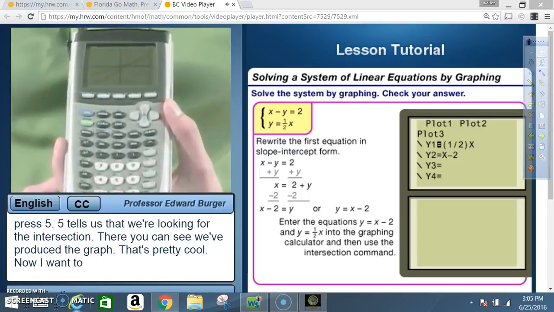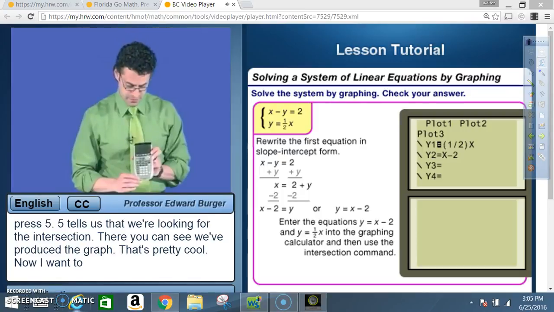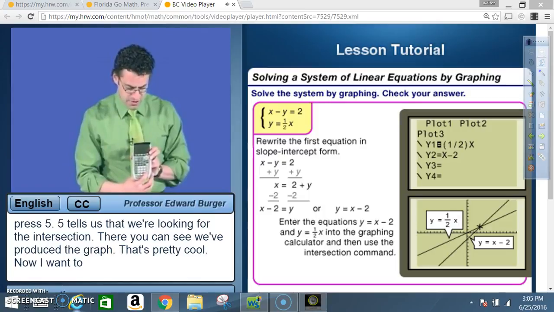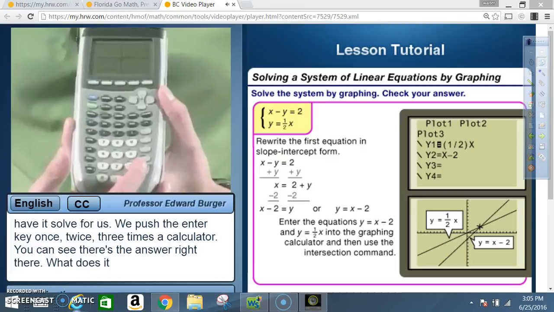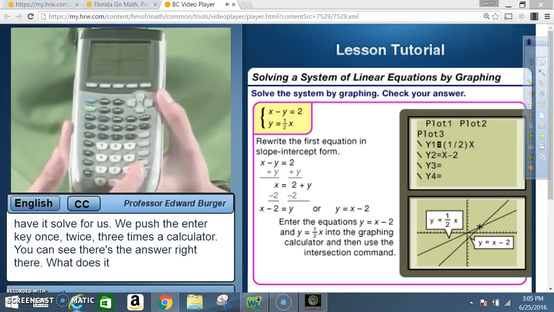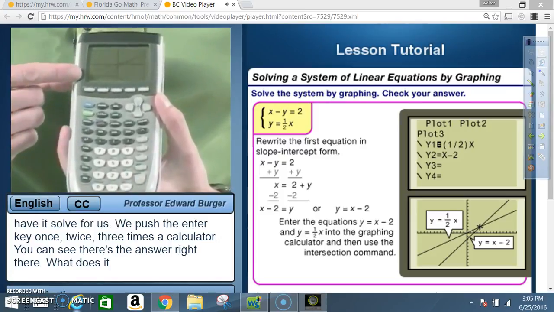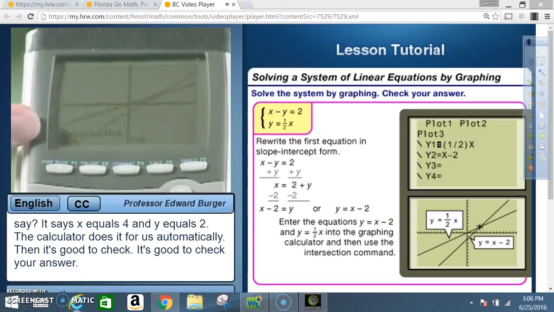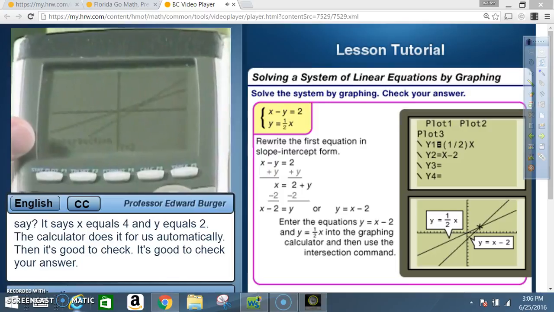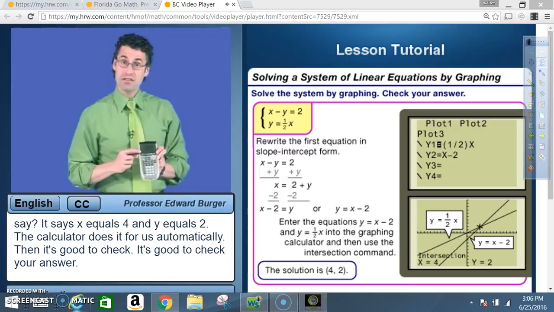And there you can see we produce the graph, so that's pretty cool. And now what I want to do is I want to actually have it solve for us, so we push the enter key once, twice, 3 times. And you can see there's the answer right there. What does it say? It says x equals 4, y equals 2. And so the calculator does it for us automatically when you can find a solution.